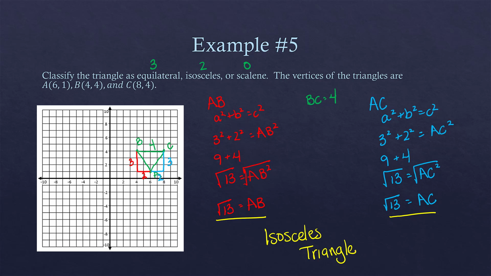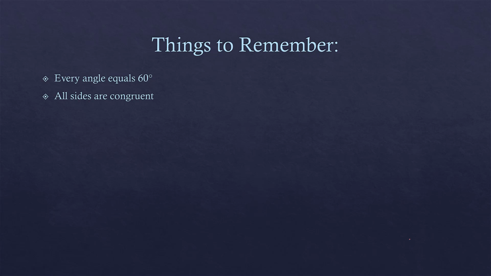All right, so that's the last example for today's lesson. Let's just recap and summarize a few quick points. Remember, in an equilateral triangle, every angle equals 60 degrees. So here I have an equilateral. All three of these equal 60. And also remember, all three sides are congruent. And that's all you need to know today for equilateral triangles.